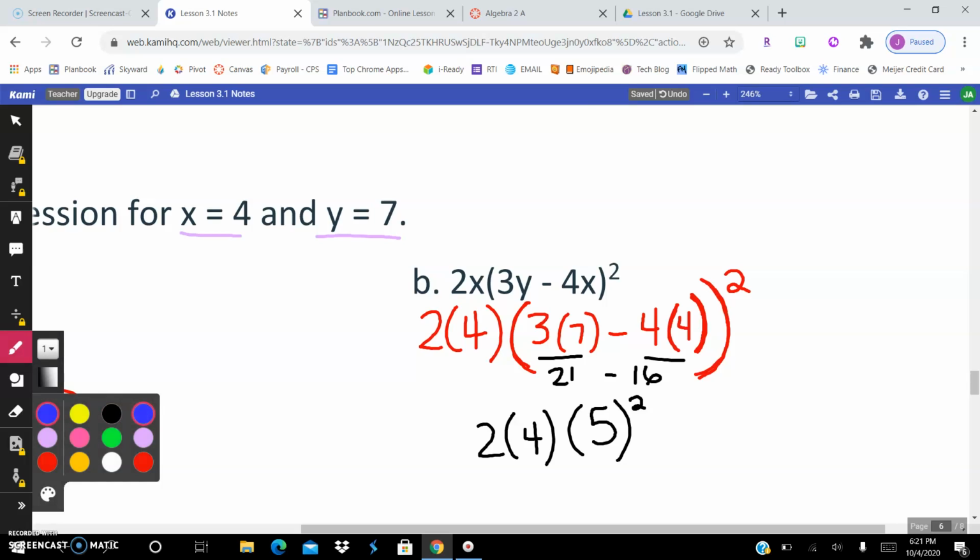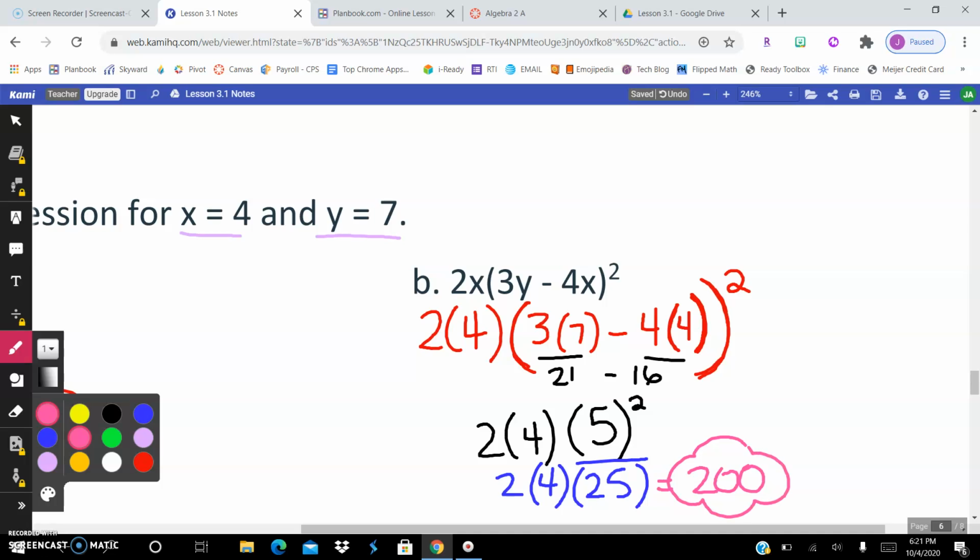Next is exponents on our list. So I have 5 squared. 5 squared means 5 times 5, which is 25. And we have to bring down that 2 and the 4 as well. And after exponents would be multiplication and division from left to right. So we just have multiplication that we have to take care of. And 25 times 4 is 100. And 100 times 2 would be 200. So the final answer here would be 200.